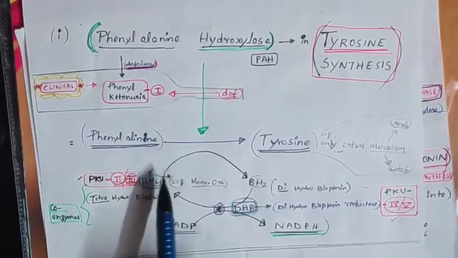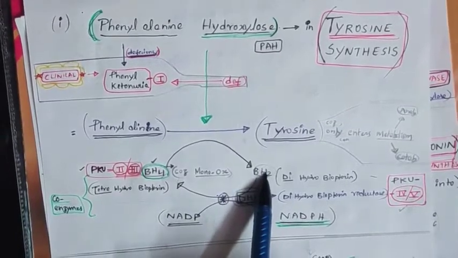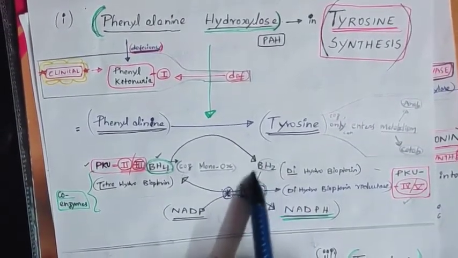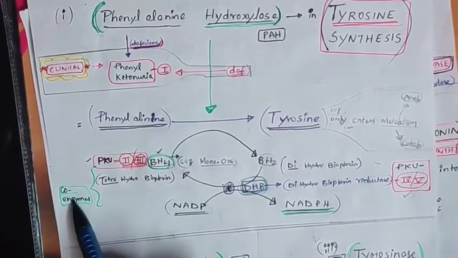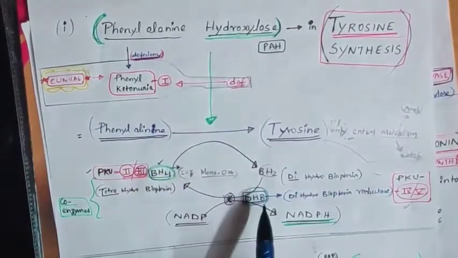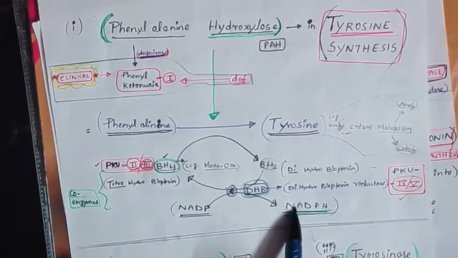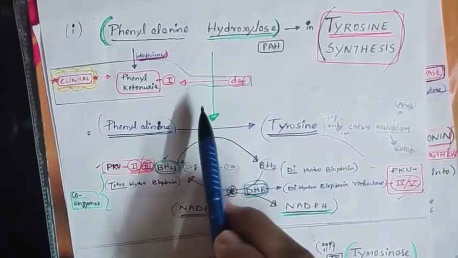In green color, BH4, tetrahydrobiopterin, is converted into BH2, dihydrobiopterin. The BH2 is again converted into BH4, converting NADP into NADPH. When you see the green color, only green indicates the enzymes and coenzymes. See, these are coenzymes, BH4 and NADPH. These are coenzymes. This is the main enzyme. Here you can see NADPH, okay, and hydroxylase, monooxygenase. This is monooxygenase. In monooxygenase the acceptor is an oxygen atom.